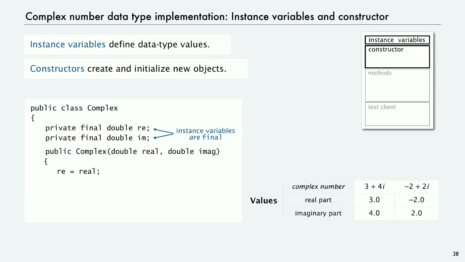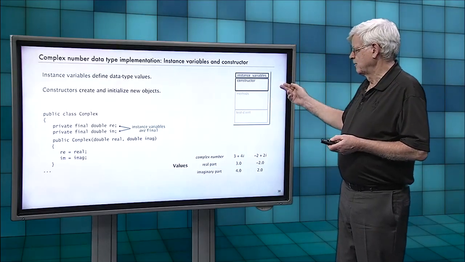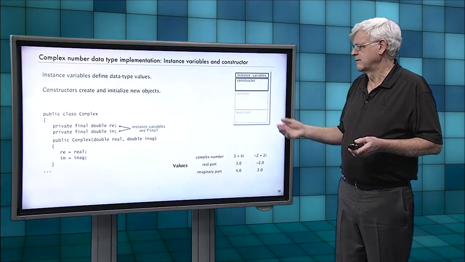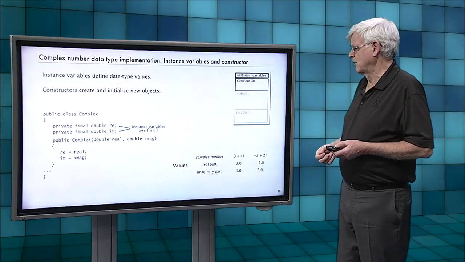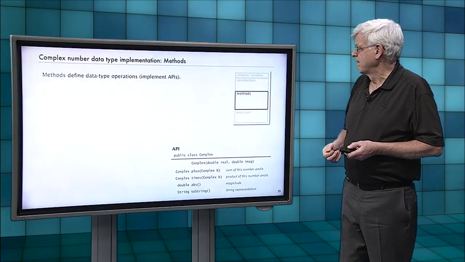We might have a variable that has a value. We might have an object that has a value, but in complex numbers, they're not going to change. So here's how we create it, same way as before. Instance variables and constructor, and pretty much the same as before, as in Turtle and as in Charge.